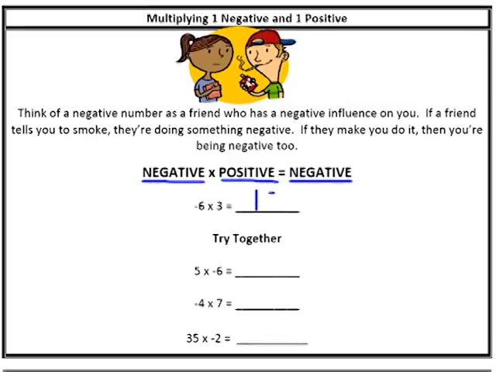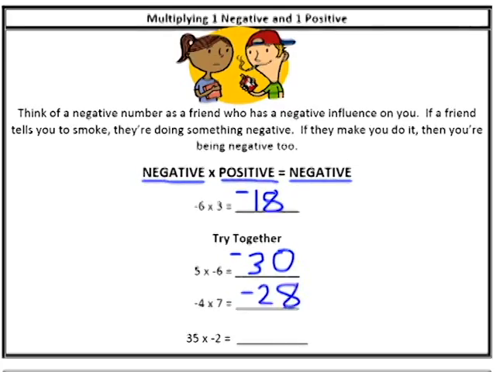So negative 6 times 3. Well, I know that 6 times 3 is 18. Negative times positive is negative. So if they're opposite signs, they are negative. The answer is negative 18. 5 times negative 6, I know is 30, and I know that positive times negative is negative. Negative 4 times 7, I know automatically that it's a negative answer. 4 times 7 is negative 28.